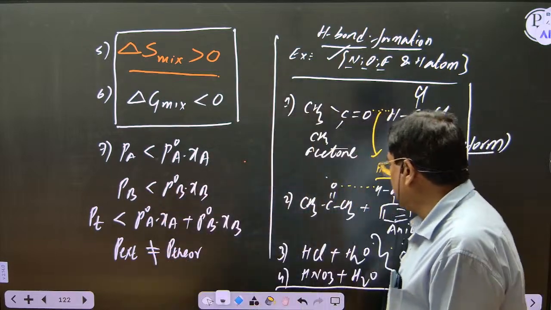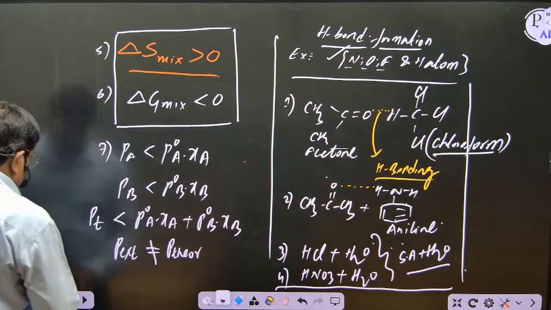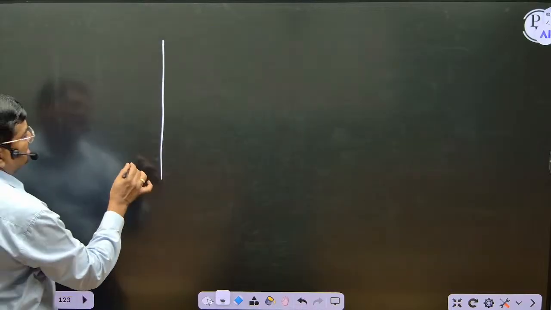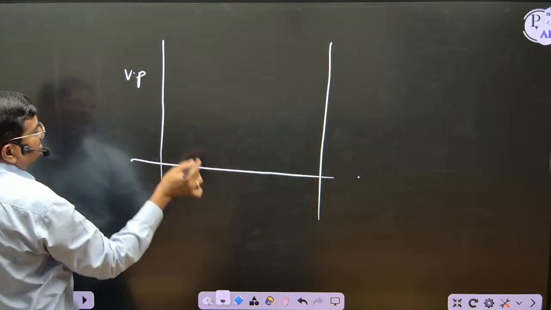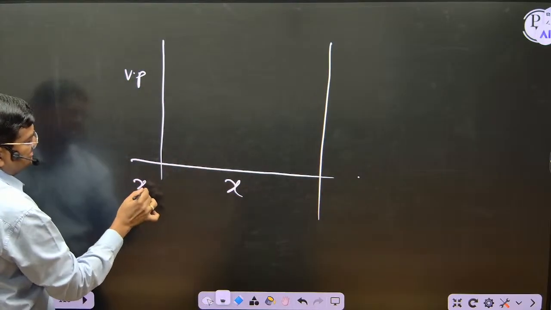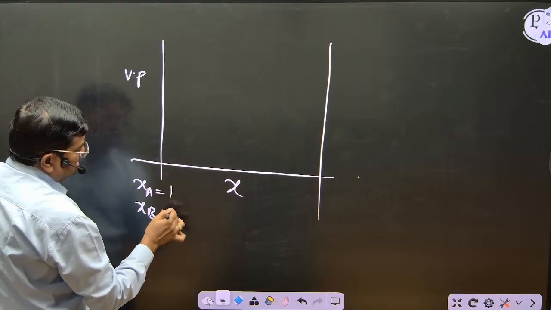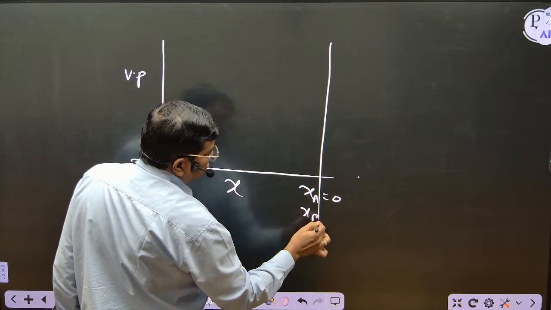Now let us draw the graph. See how the graph will be. Previously we drew the graph for positive deviation. Now draw this graph, two extremes you draw. On the y-axis you take vapor pressure, here you take mole fraction. If this chi A value is 1, this chi B value will be 0. When we go to this extreme, chi A comes to be 0, chi B comes to be 1.